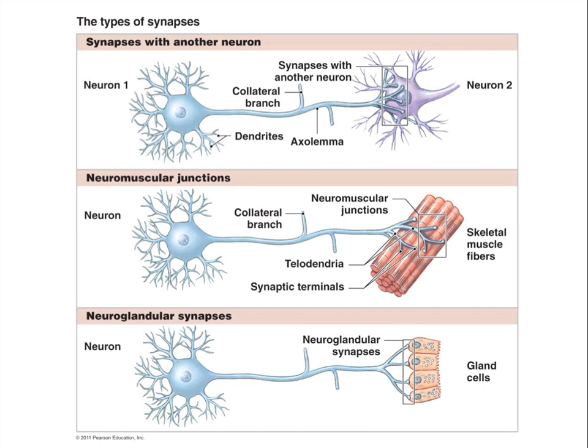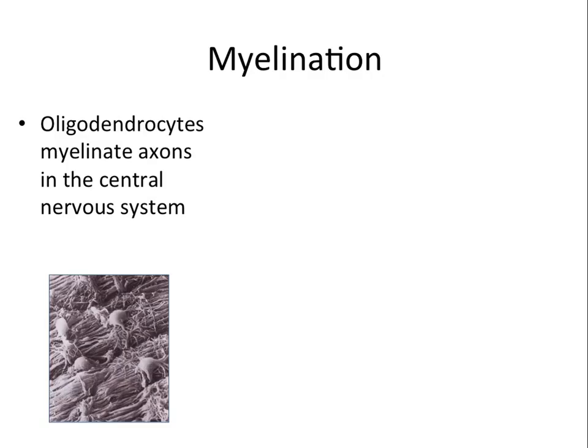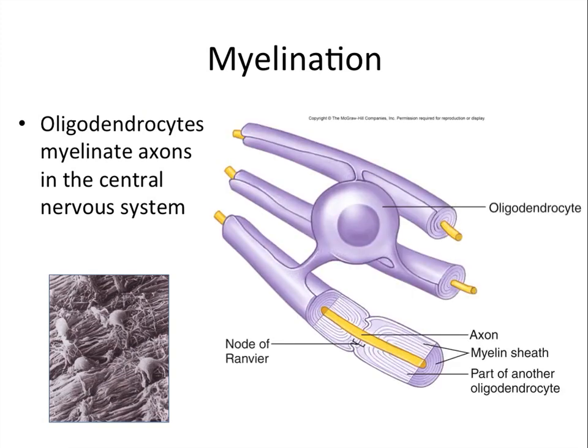So now we've talked about the structure of a synapse. We need to go back a little bit because I talked briefly about the myelin sheath. And there's two different cells that myelinate axons. One is called the oligodendrocyte that you can see here. And the oligodendrocytes are going to myelinate axons in the central nervous system. And this is what an oligodendrocyte looks like. The unique feature of an oligodendrocyte is that one cell can actually myelinate several axons.